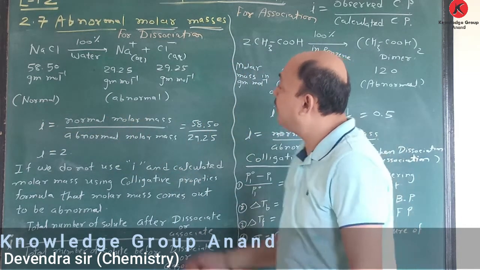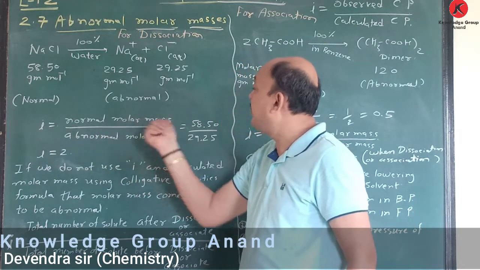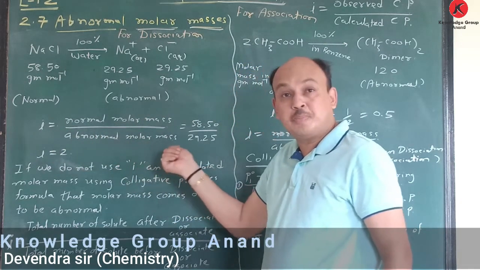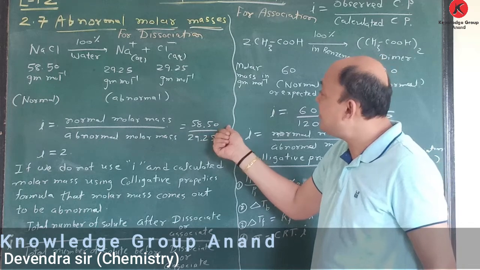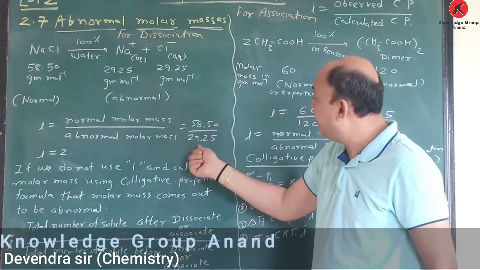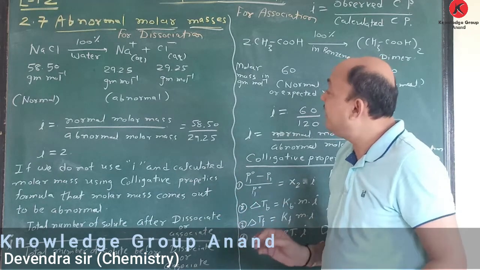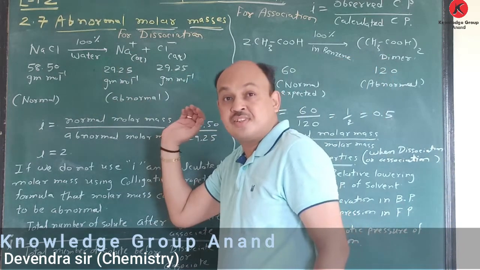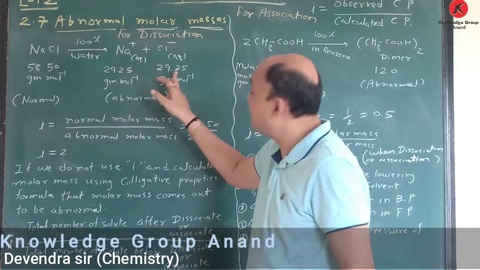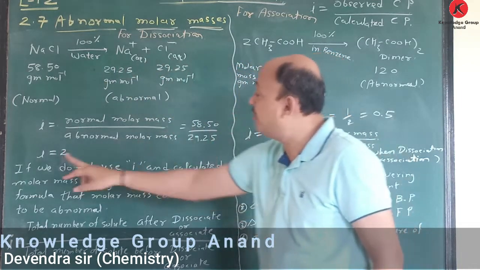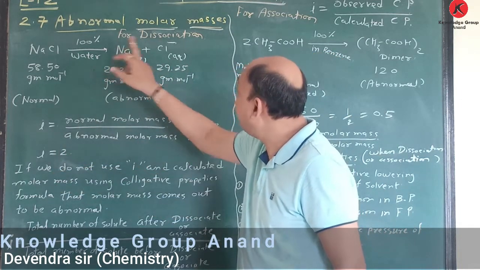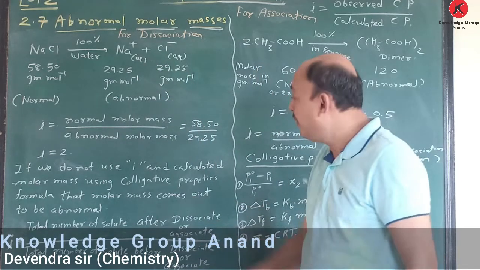So what is the formula of i? i is equal to normal molar mass divided by abnormal molar mass. So the normal molar mass is 58.50, divided by 29.25. Another way, it is very easy: how many ions dissociate? Initially we can say that 2 ions dissociate. So i is equal to 2. Simple. This is 1 and this is 1, so 1 plus 1 is equal to 2.